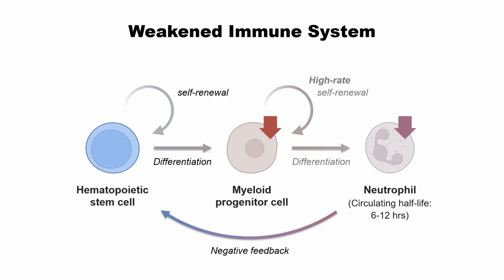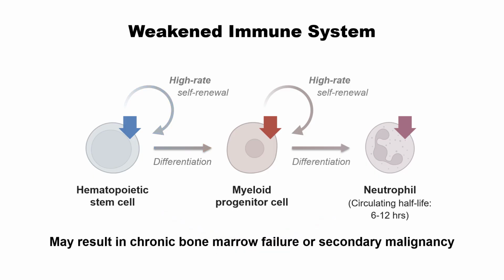This can generate negative feedback and activate the hematopoietic stem cell. And when the hematopoietic stem cell expresses a high rate of self-renewal and differentiation, now these cells also can be the target of chemotherapy. So with chemotherapy, now the hematopoietic stem cell is also decreased. This whole effect can result in chronic bone marrow failure and secondary malignancy issues.